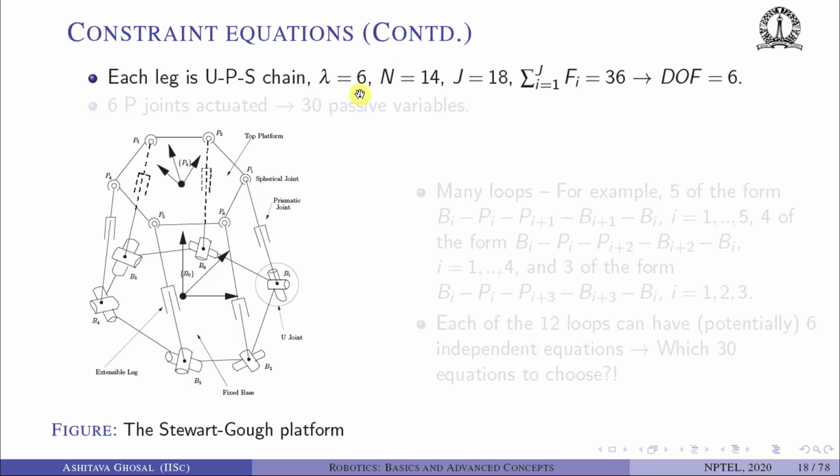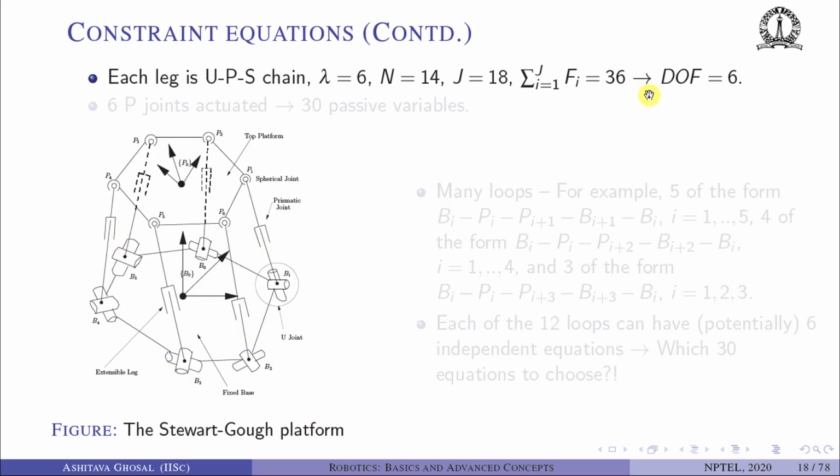Okay, so in this case lambda is 6, and N is 14. We can count, so 1, 2, 3 and so on, and you can count that the number of links is 14, the number of joints is 18. Why? There are 6 here, there are 6 here, 12, and then there are 6 prismatic joints, so 18. The sum of degrees of freedom at each one of these joints is 36. So you can see this is 6 into 3, 18, 2 into 6, 12, plus 6 into 1.